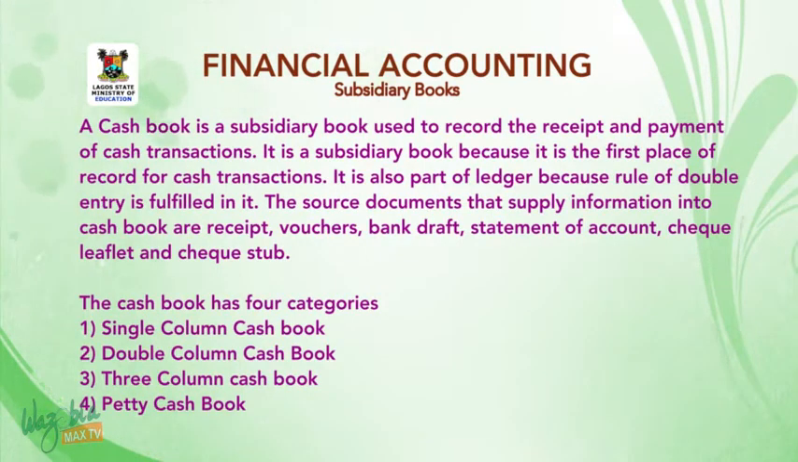The source documents that supply information into cash book are receipts, vouchers, bank draft, statement of account, check leaflet, and check stub. The cash book has 4 categories. 1. Single column cash book. 2. Double column cash book. 3. 3 column cash book. 4. Petty cash book.